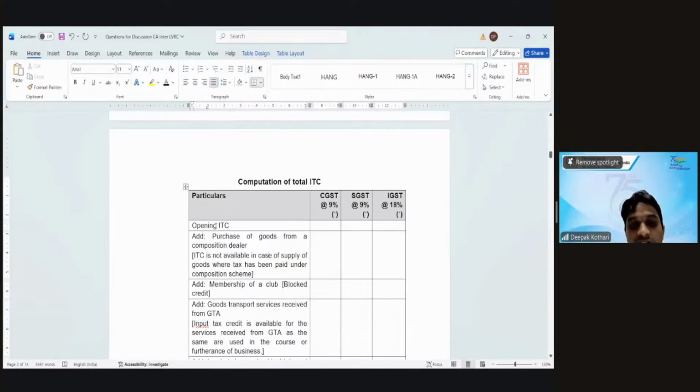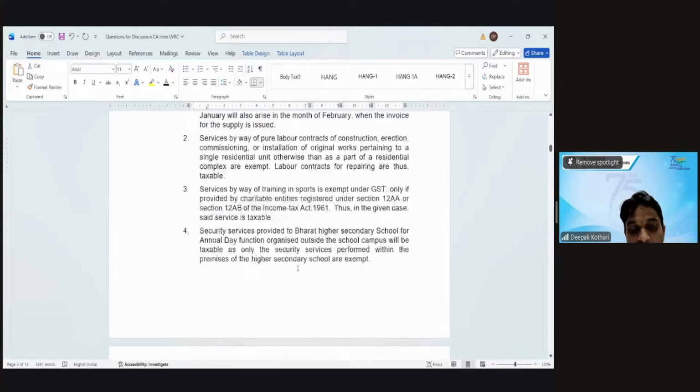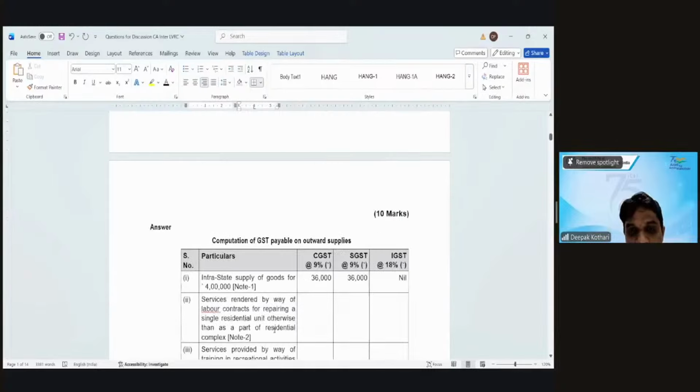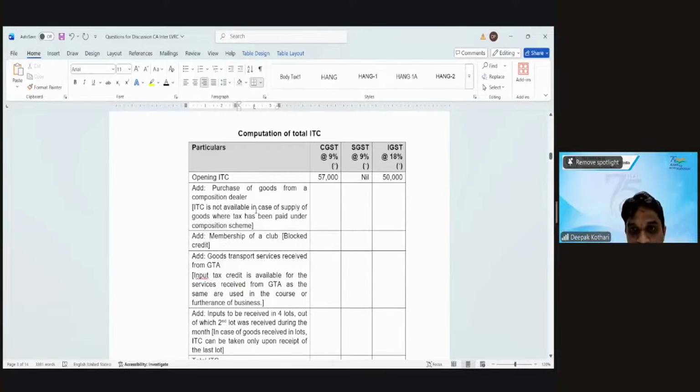Okay. So there we'll first mention the opening ITC, because in the question they've given how much ITC he has. He has 50,000 of CGST and 57,000 of SGST and 50,000 of IGST. So that is appearing here.